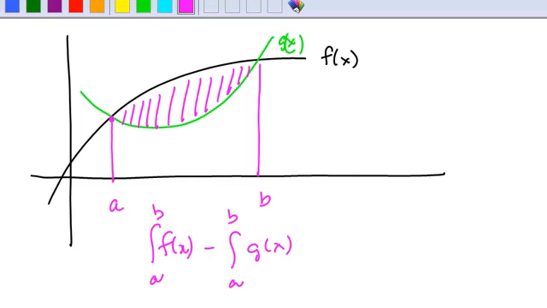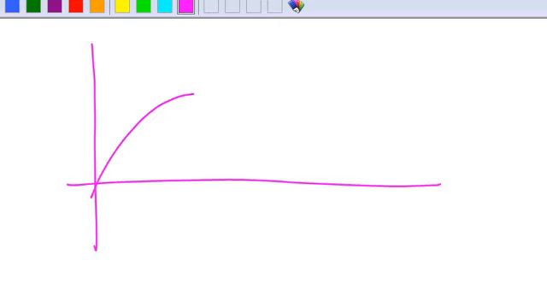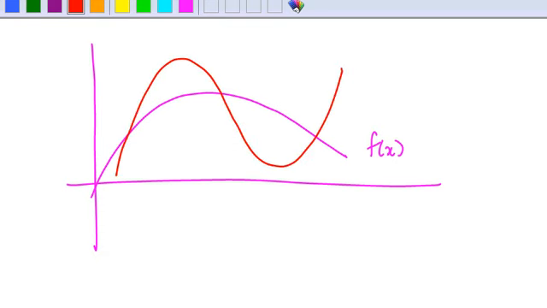The other thing to consider is that here the f of x function was all above the g of x function for the entire piece between a and b. What happens if that isn't the case? For example, let me insert a new diagram here. If we have a diagram that looks like this, so we have a function like that, we'll call this one f of x. And then we have a g function that looks like this. And I want to find the area in between these two curves.